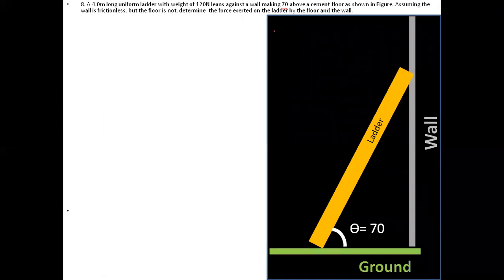In this case we have a ladder making an angle of 70 degrees with the wall, and then this is the ground. The wall is frictionless, this part is frictionless, but the ground has friction. This part has friction, and that is why the ladder is standing up.